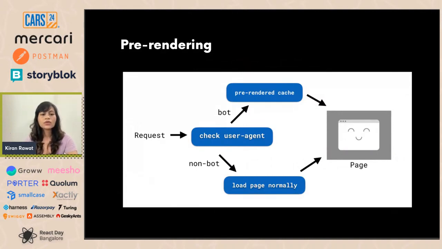There's a tool called prerenderer.io. It's a service which checks whether the request is coming from a bot or from a non-bot. So if I request any page, I am a non-bot, so the page loads normally. If the request is from the Google crawler, then the pre-renderer checks the user agent. It's a bot, then it fetches the pre-rendered cached static HTML and sends it to the bot.